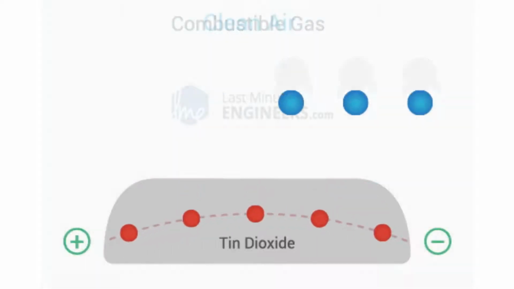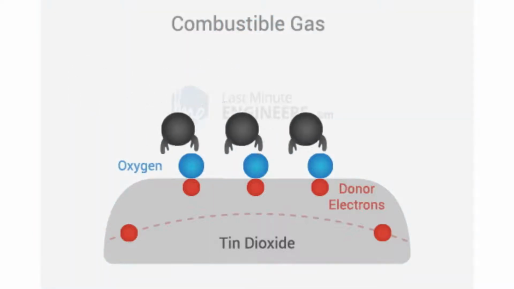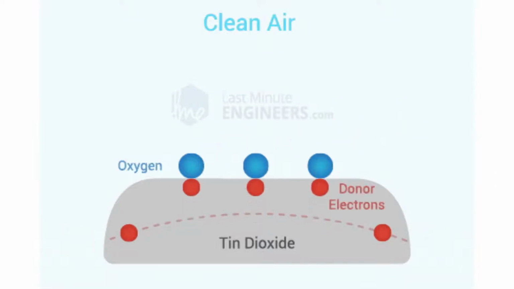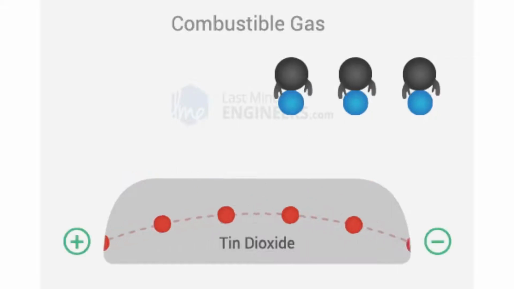When tin dioxide is heated in air at high temperature, oxygen is absorbed on the surface. In clean air, donor electrons in tin dioxide are attracted toward oxygen, which is absorbed on the surface of the sensing material. This prevents electric current flow.